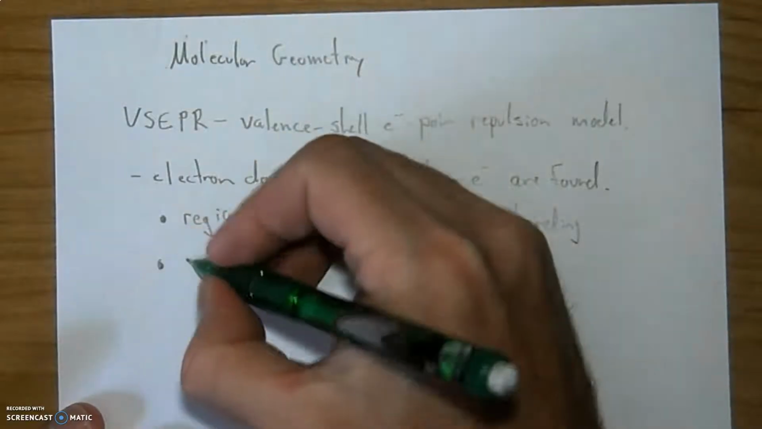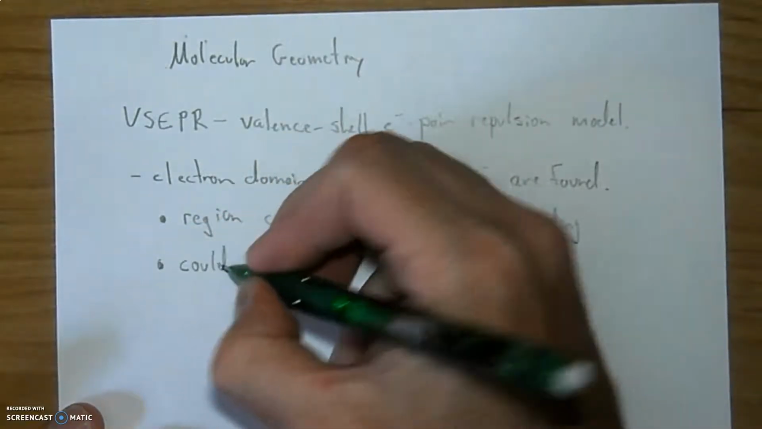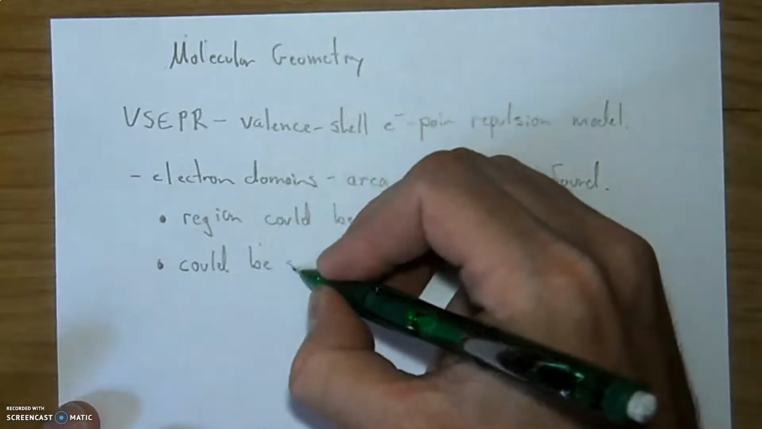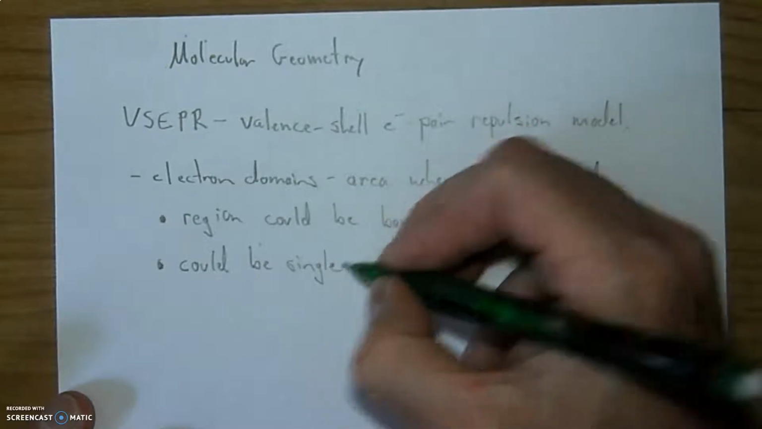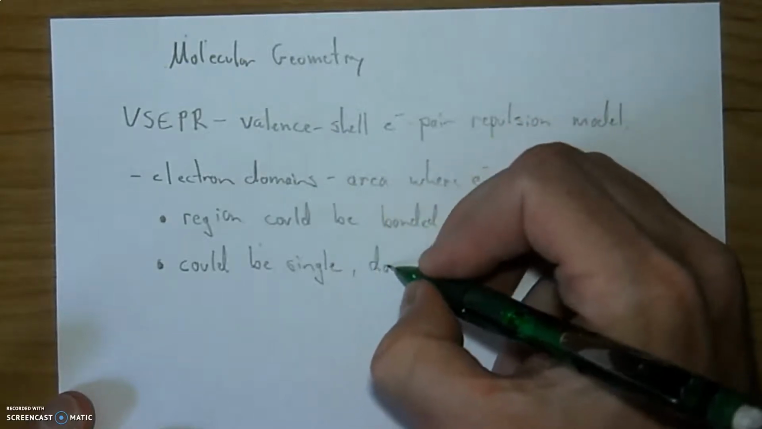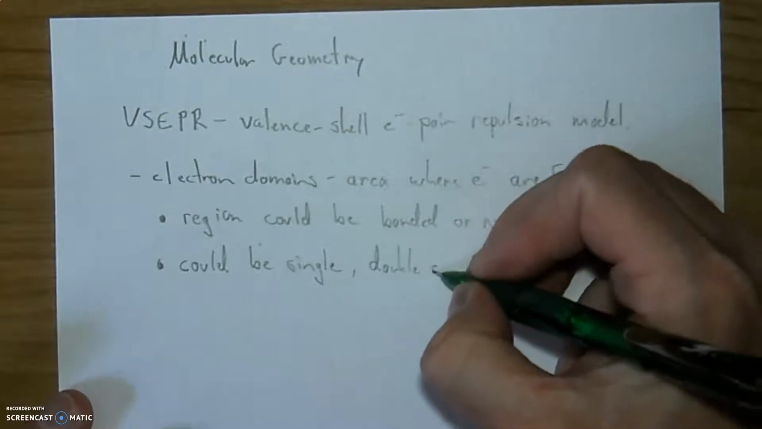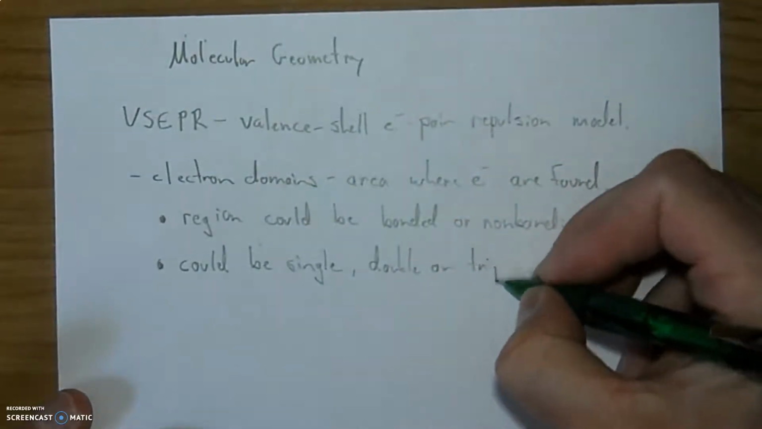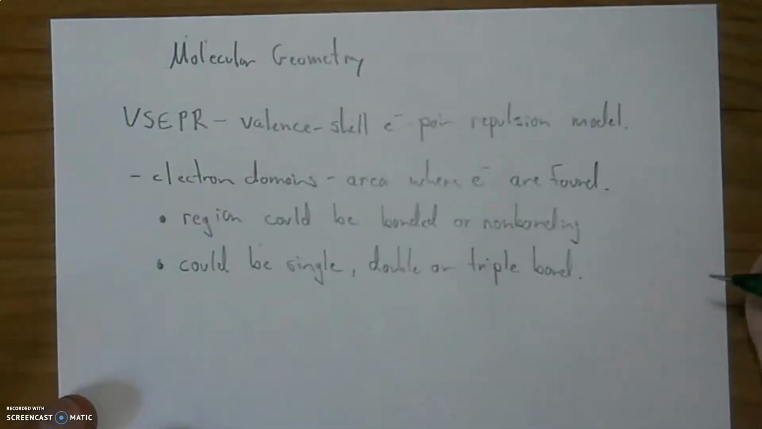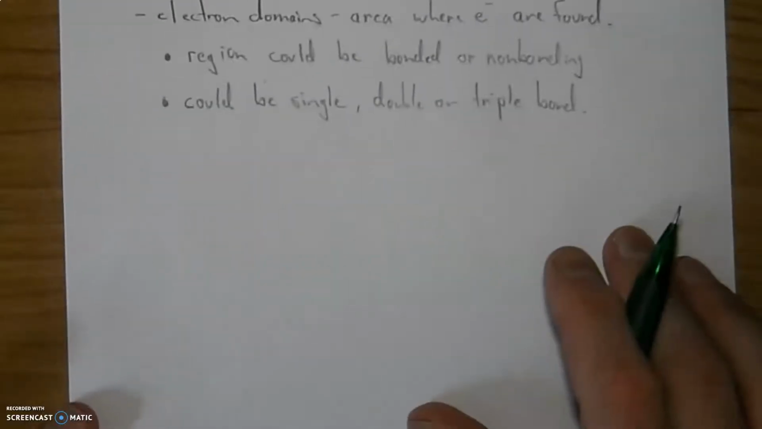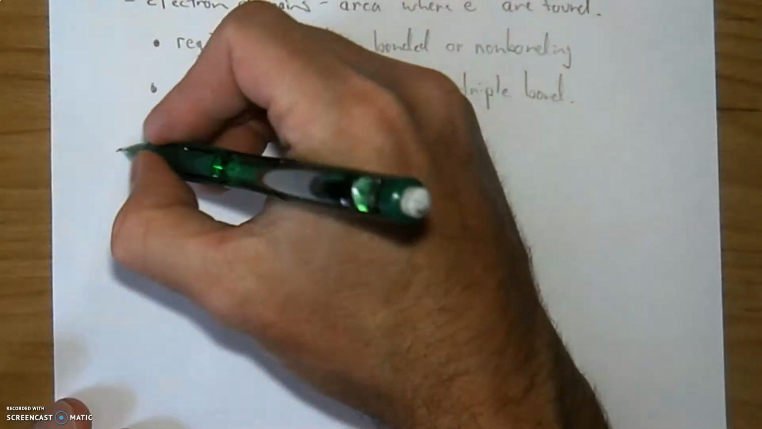Furthermore, that electron domain could be non-bonding, just hanging out there, but if it's bonded, it could be a single, double, or a triple bond. So we don't distinguish between what kind of a bond it is. It doesn't matter. If it's a place where electrons are found, that's the whole conversation. A place where electrons are found. We're not necessarily concerned about what they're doing. They're there.